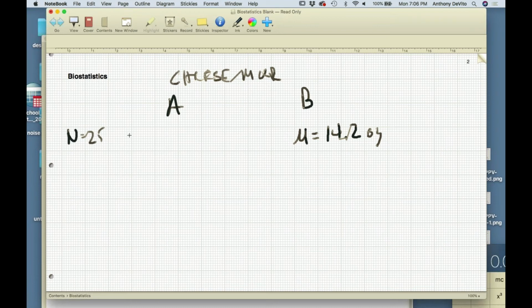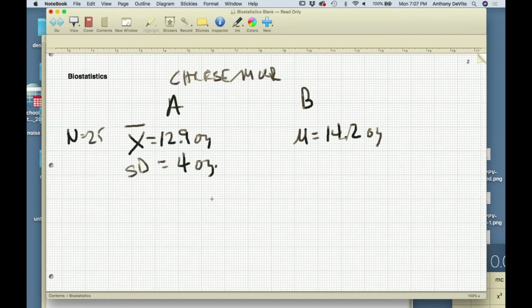We analyze those, and the average amount of fat, ounces of fat per pound of cheese in those 25 samples turns out to be, let me make a number up here, 12.9 ounces. Okay. Now, we take the standard deviation for those 25 samples, and the standard deviation turns out to be 4 ounces. Okay, that's the standard deviation.